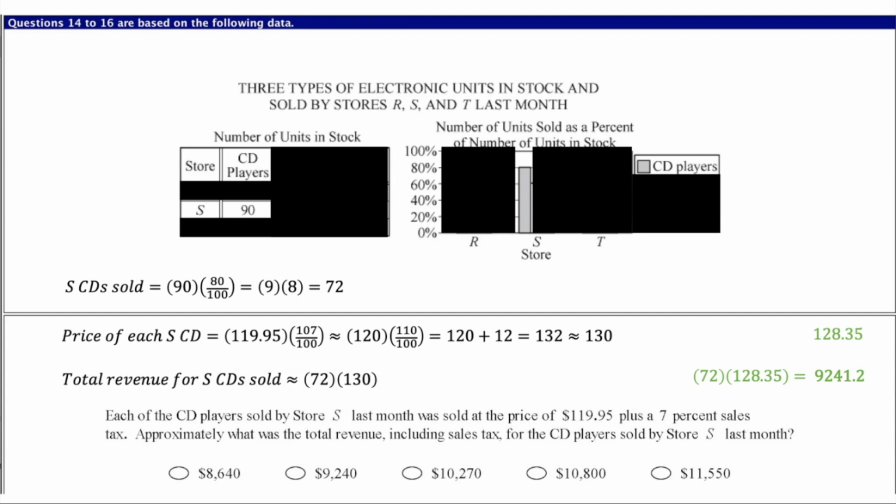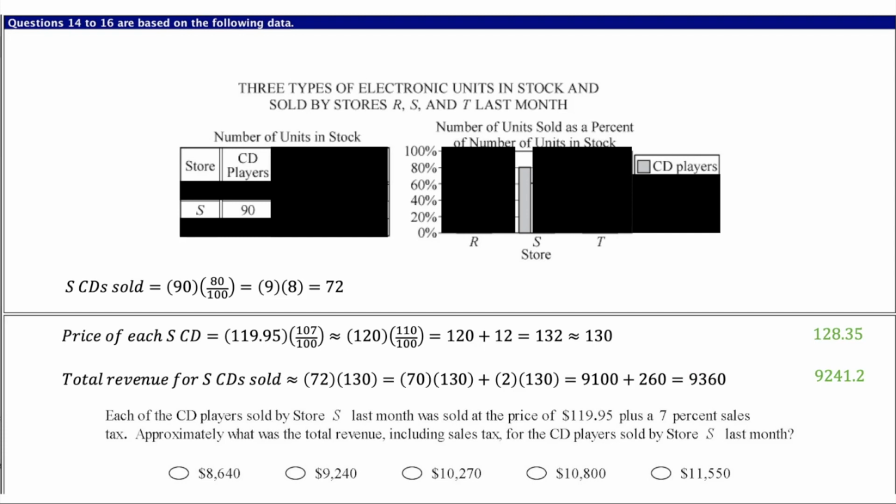So in that case, we would do 72 times that 130, which, looking at that, I don't know, 72, kind of ugly. So let's break this down and make this a little bit easier, kind of like we did with CDs sold. So 72 is the same thing as 70 plus 2. So let's consider this as two separate problems: 70 times 130 plus 2 times 130. Now this is a little easier.